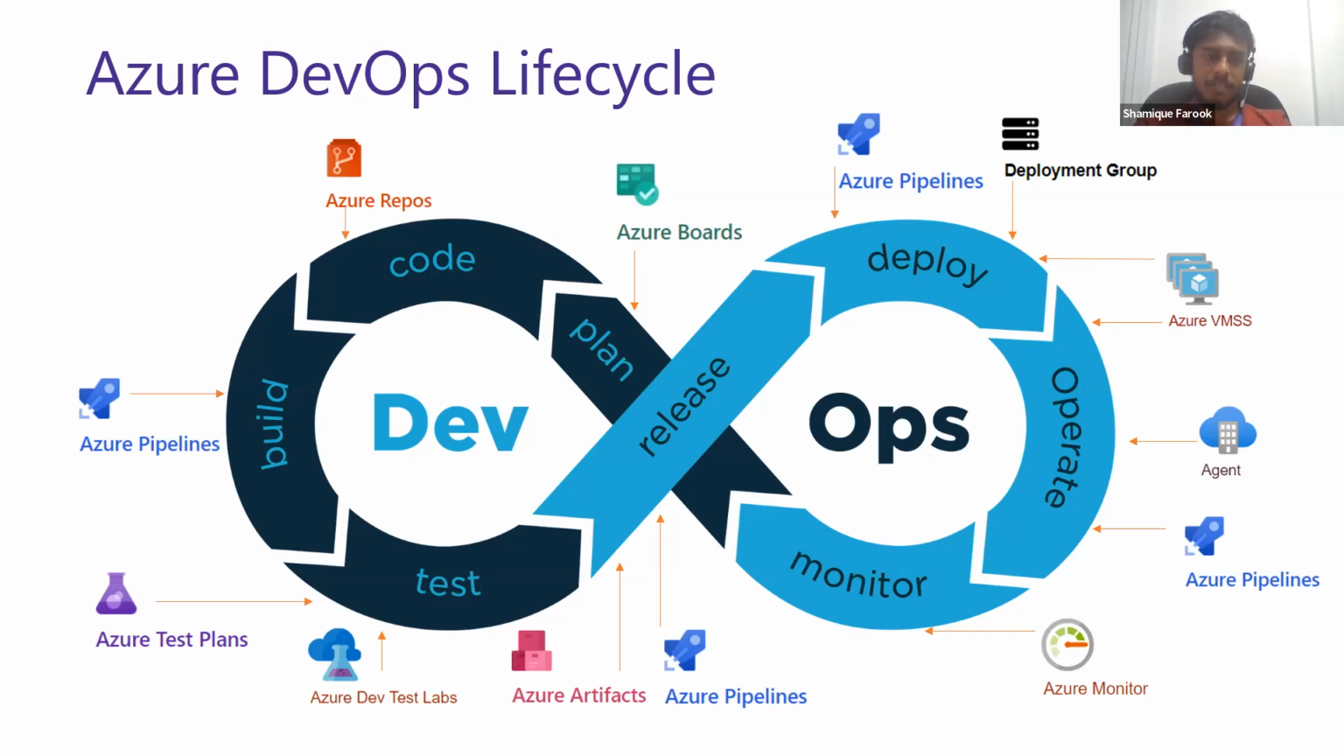For releases, we can use Azure Artifacts and also Azure Pipelines. For deployment, we can use Azure Pipelines, deployment groups, and Azure Virtual Machines. I think you might have learned about Azure Virtual Machines in our previous webinar sessions. For operations, we can use Azure agents and Azure Pipelines. And for the monitoring part, we can use Azure Monitor. So this is the Azure DevOps ecosystem, this is how it will look.